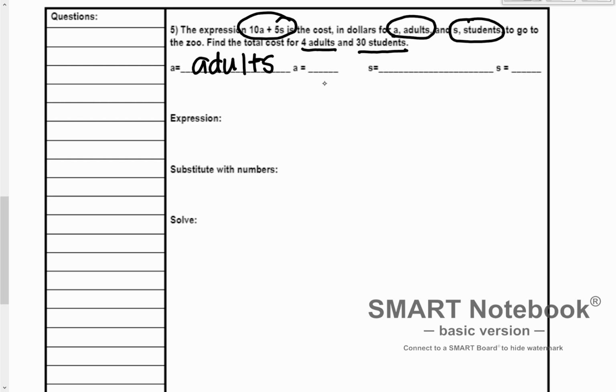A in this problem is equal to, as a number, 4, as it shows right here. I'm going to use a different color for students. S is talking about students. In the problem, it tells us we have 30 students, so S is going to be equal to 30. Our expression, I'm going to do in a different color, is 10a plus 5s. All right, so I've got 10a plus 5s.